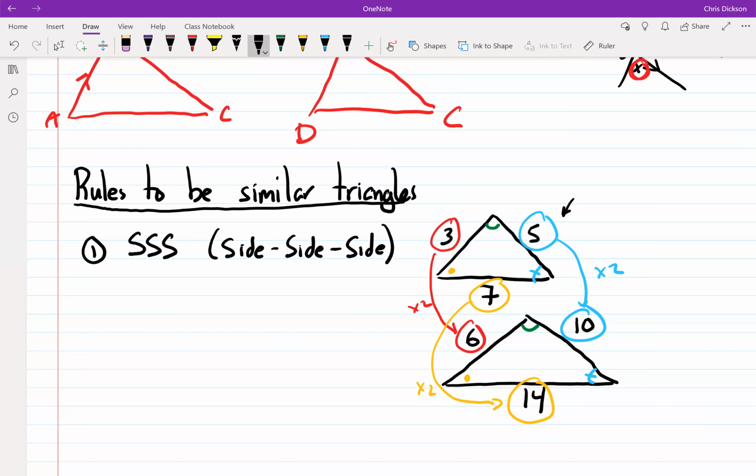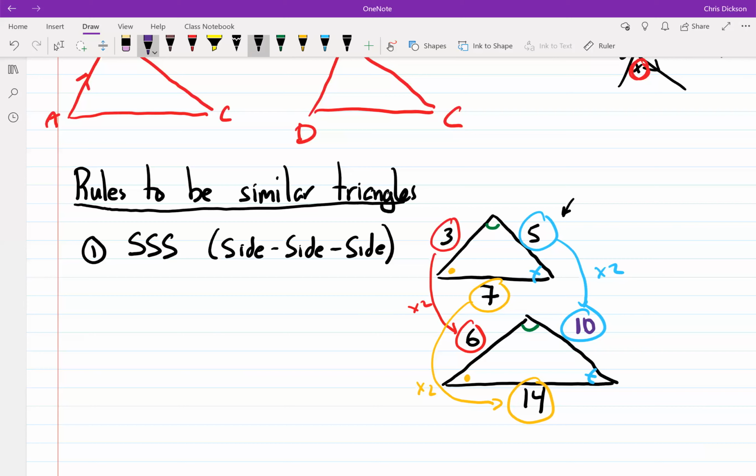Now, if for some reason you had a question where this was 6, 14, and let's just say this side here was 11 or something like that, well, then these two triangles would not be classified as being similar because they have different lengths in terms of the ratios, the proportions to each other. But if it's a 10, then they are similar. They've all been multiplied by 2.